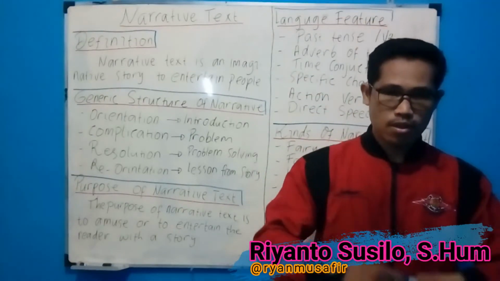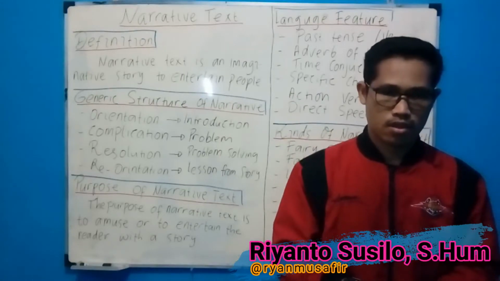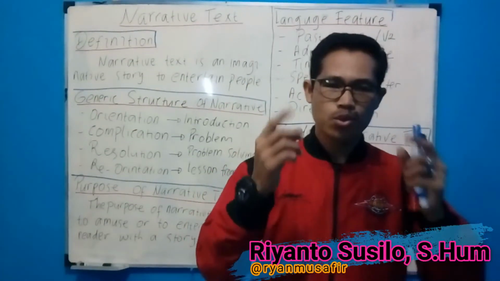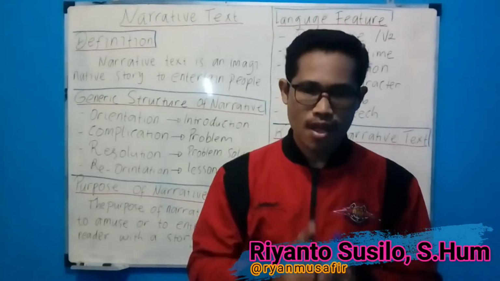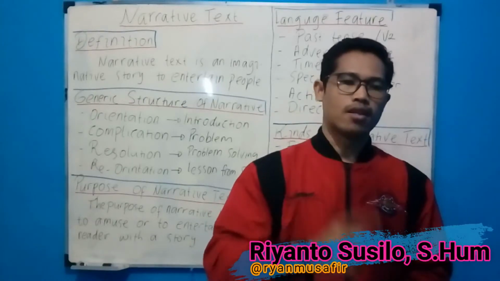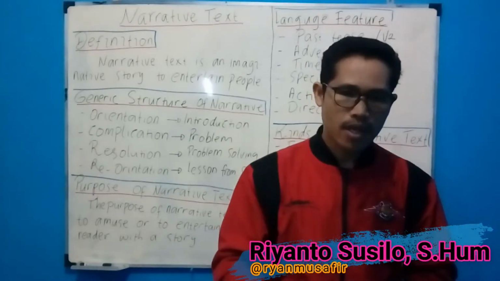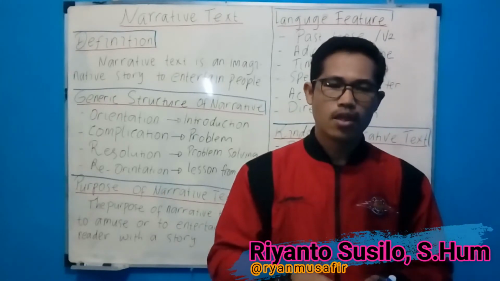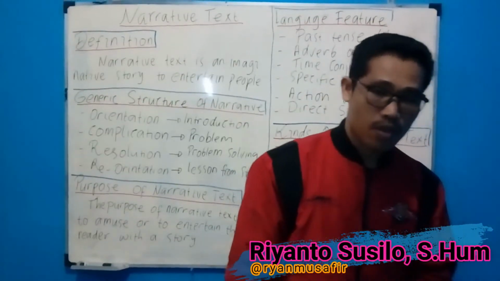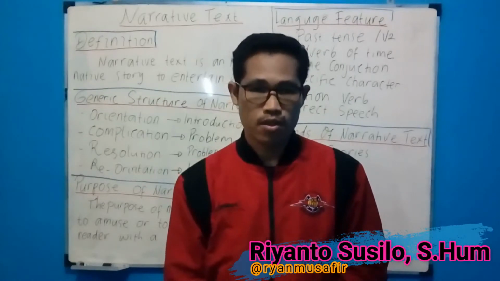And then your task: you have to read. You can choose one narrative text from a book or from Google. Choose one, and then you read. You only read the story in English language.